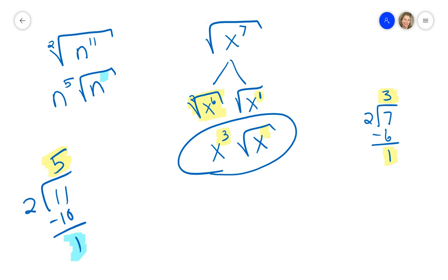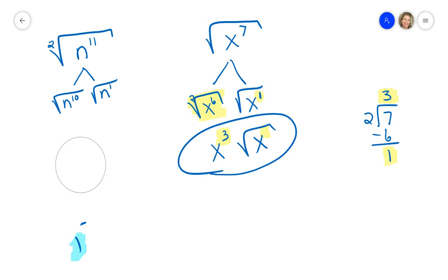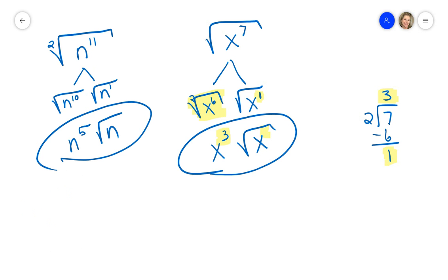But if you'd rather break it down, you can say that this breaks down to be the square root of n to the 10th times the square root of n to the 1. 10 and 1 adds up to 11. And then the square root of n to the 10th is an n to the 5th, and this is just the square root of n. And that's your answer. I hope that makes sense.